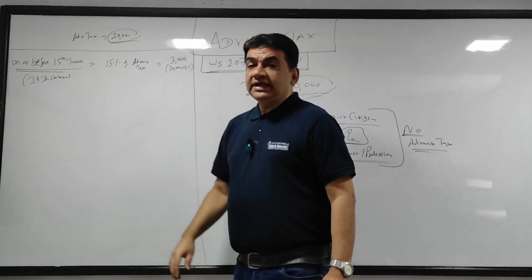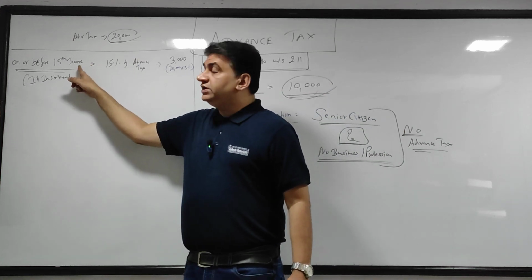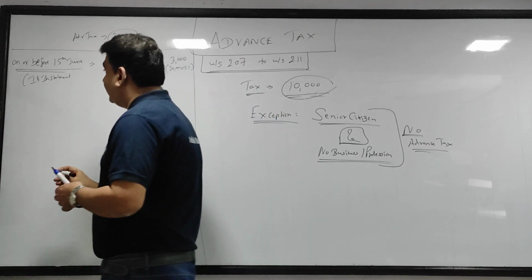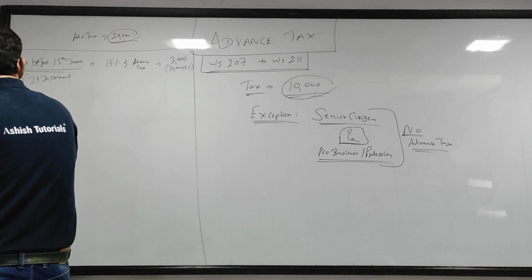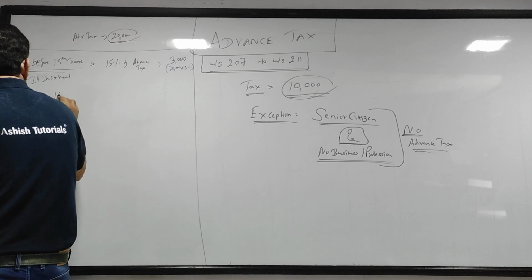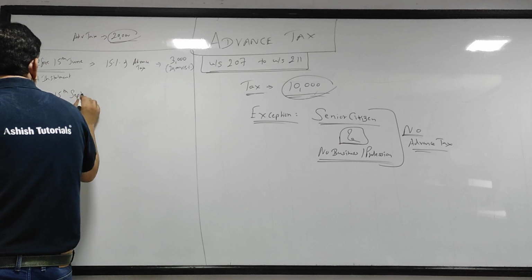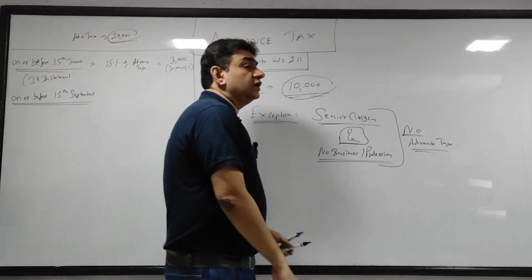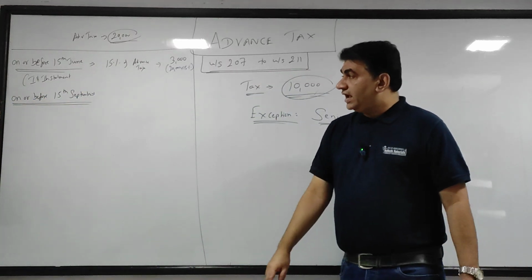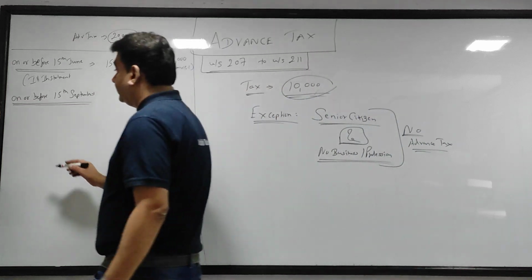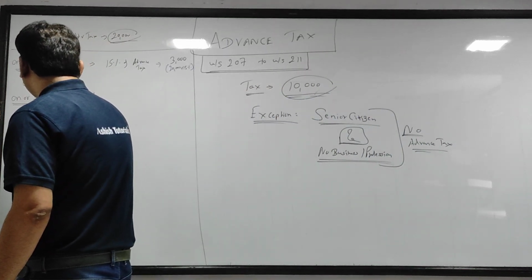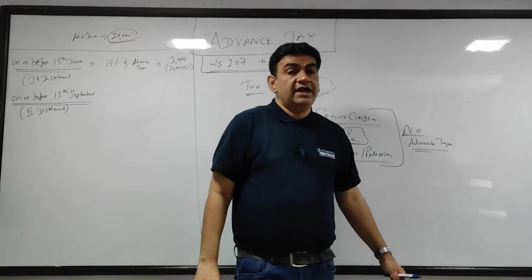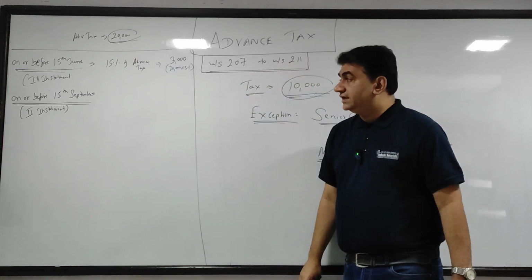Coming to the next. याद है I told you quarter. 15 जून के बाद 3 महीना काउंट करो. July, August, September. So my next installment, my second installment will be on or before 15 September. Okay? 15 September के पहले I will have to make the payment of second installment.